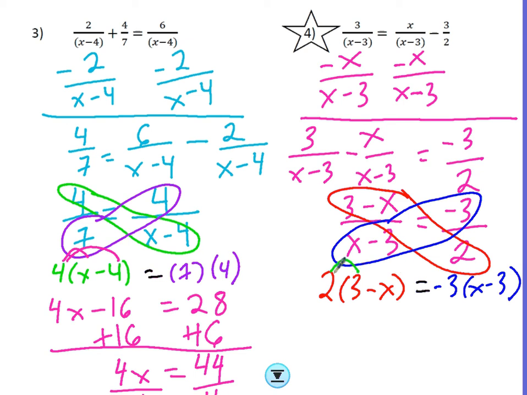And we distribute. 2 times 3 is 6. 2 times negative x is negative 2x. Negative 3 times x is negative 3x. Negative 3 times negative 3 is positive 9. And our goal here is to get every x on one side and number on the other. There's multiple different ways that you can do this, but what I'm going to do here is add 3x to each side.